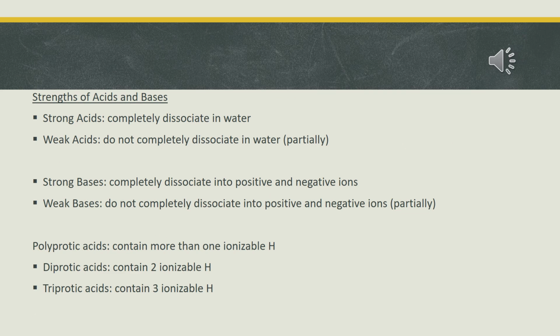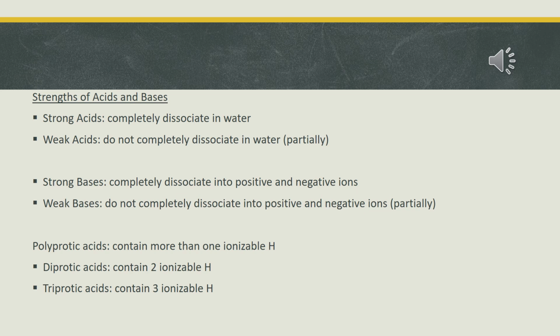The last thing we're going to talk about with acids and bases are their strengths, and it's easy to tell them apart. Strong acids will completely dissociate when put in water, or break apart totally into their ions and stay that way. Weak acids do not completely dissociate in water. They only partially dissociate. That means I put it in water, some of it will make ions, some of it will stay together. Strong bases are the same way. Strong bases completely dissociate into positive and negative ions. Weak bases only partially dissociate into positive and negative ions.